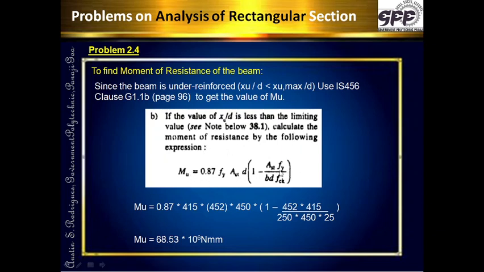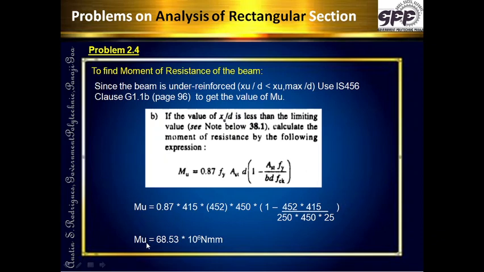Now this formula is used when the failure would be ductile, occurring from the tension steel side. So Mu equals 0.87, Fy is given as 415, Ast we have already calculated as 452, d we already know is 450, into bracket 1 minus Ast 452 by Fy 415, b is 250, d 450, and the grade of concrete is 25, M25.